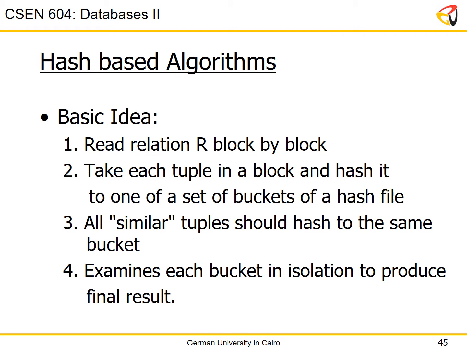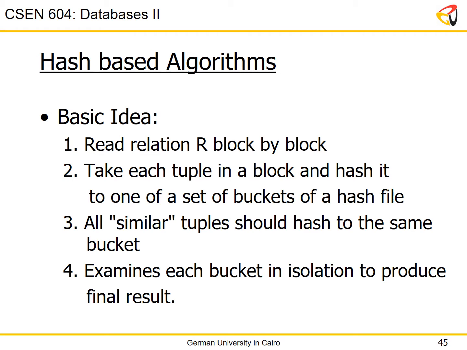We'll move on to the third type of relation access algorithms, which is hash-based algorithms, or hash-based relation access. The idea is simple. We're going to read the relation page by page or block by block, and then take each tuple in a block and hash it. The hashing data structure here could either be an extensible or a linear hash table if the memory cannot hold the content of the table.